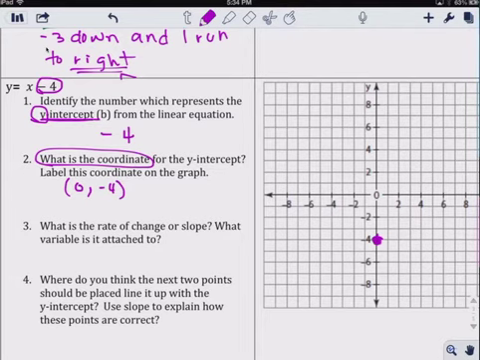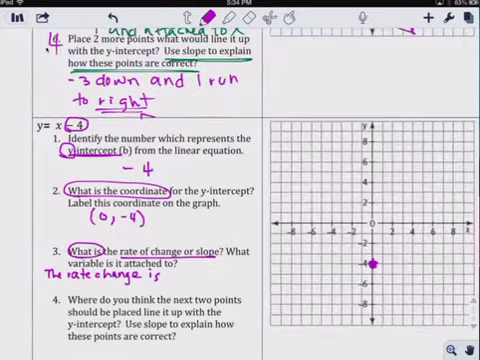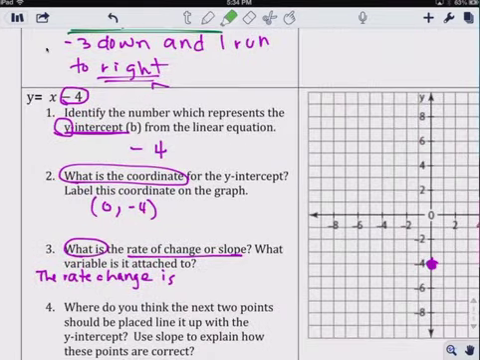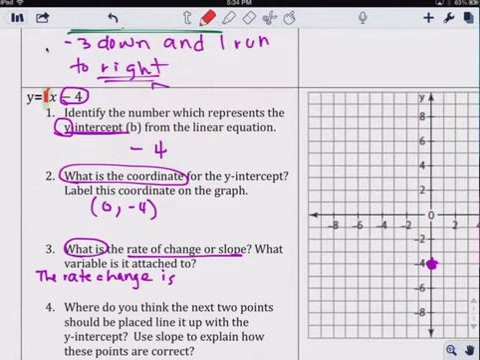Okay, what is the rate of change or slope? We're going to know the rate of change. You can use the word slope if you want to shorten it. It's the number attached to the variable. So this number here is the invisible 1 right there. So the rate of change is 1/1, attached to x.